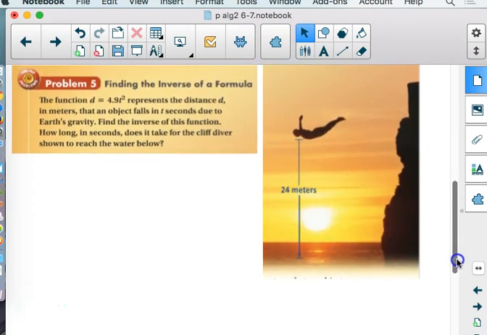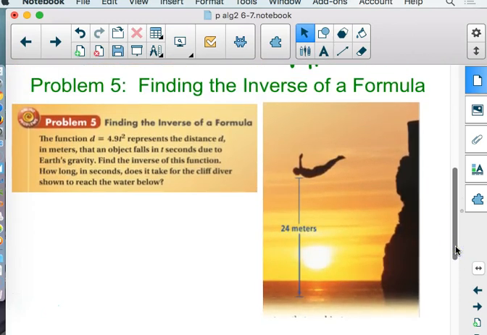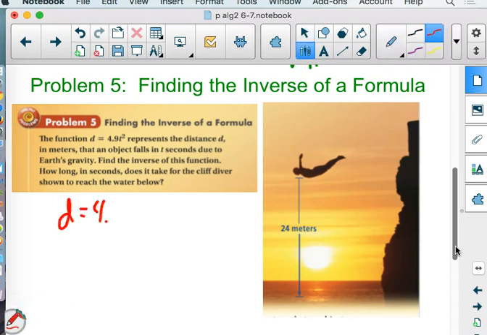So this one says, finding the inverse of a formula. The function d equals 4.9 t squared represents the distance d in meters that an object falls in t seconds due to Earth's gravity. Find the inverse of this function. How long in seconds does it take for a cliff diver shown to reach the water below? All right, so we're starting here. The question asked us about time, so we want t all by itself. So we have to figure out, how do we move everything over and get t by itself? What should we do first? Divide both sides by 4.9.